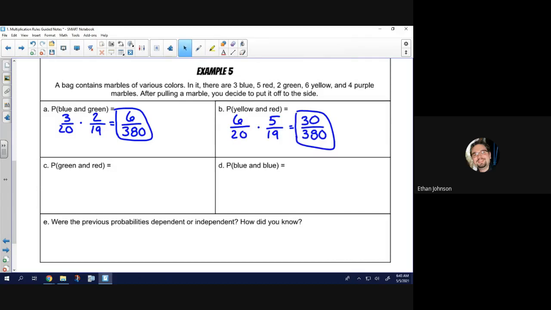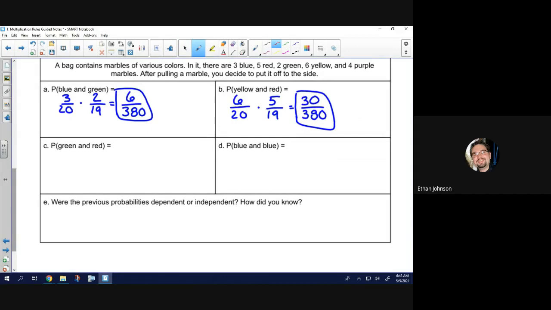Go ahead and take a moment, pause the video, try C and D. For C, it says green and red. Well, there are 2 green out of the 20. Times red, well, there are 5 red out of 19. Multiply across, we get 10 out of 380.